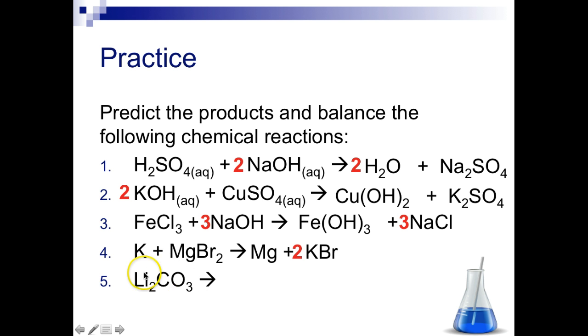Now let's look at the last one. This is a decomposition reaction, but it has carbonate in it. So remember, when you see these kinds of reactions and you have to predict your product, you have to think, this is a carbonate. It produces only two things, carbon dioxide and the metal oxide. So we have carbon dioxide and then the metal oxide, and this is already balanced, so we don't need to add any coefficients.